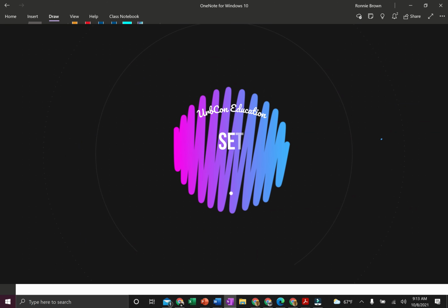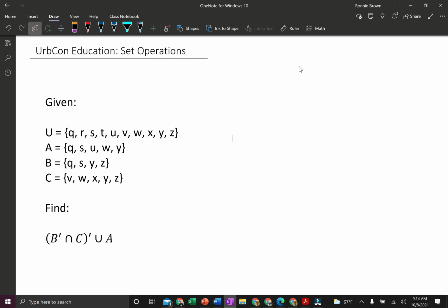Alright, and in this example, we're dealing with set operations. Specifically, we're dealing with intersection of sets, union of sets, and the complement. So here's our given example. U, the universal set, is Q, R, S, T, U, V, W, X, Y, and Z. Set A is Q, S, U, W, and Y. Set B is Q, S, Y, Z. And set C is V, W, X, Y, Z.